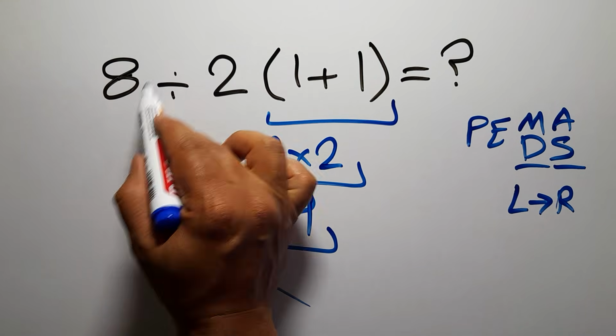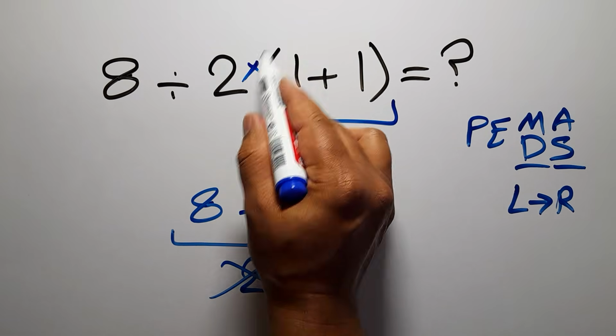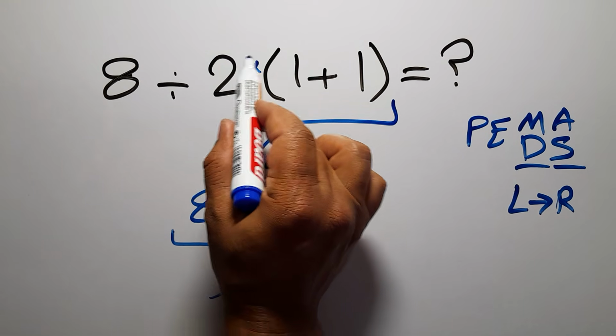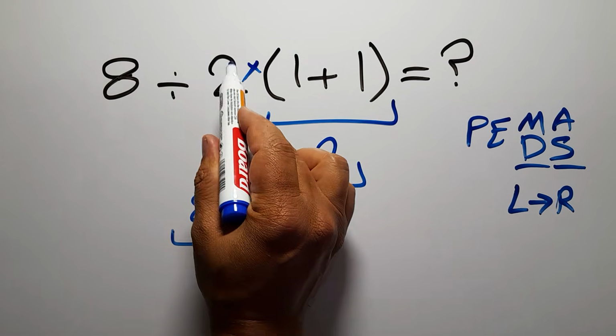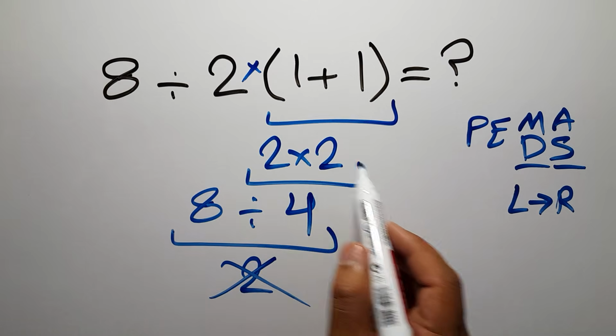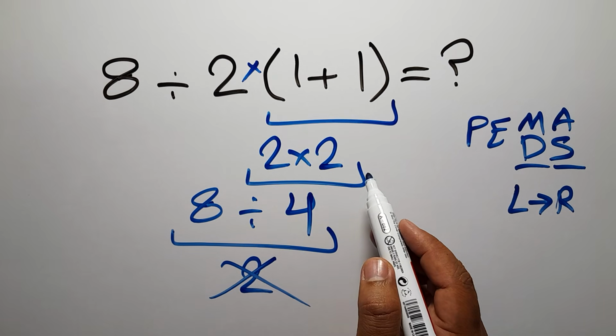Here we have one division, one multiplication, and one parentheses. We need to pay attention that here we have a multiplication, because in mathematics when a number is placed next to parentheses, it means multiplication, and we usually don't write the multiplication sign for brevity.